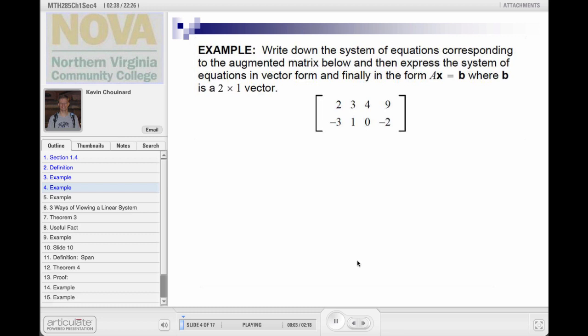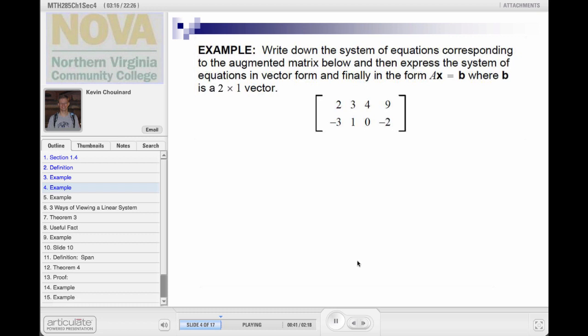Here's another example. Write down the system of equations corresponding to the augmented matrix that you see below, and then express that linear system of equations in vector form, and then finally write it in matrix form. So we've got these 4 different equivalent ways of writing a linear system. You can write it using an augmented matrix, you could write it using a system of equations, you can write it using a set of vector equations, and you can write it as the matrix equation, matrix A times vector x equals B, where B is a 3 by 1 vector in this particular case.